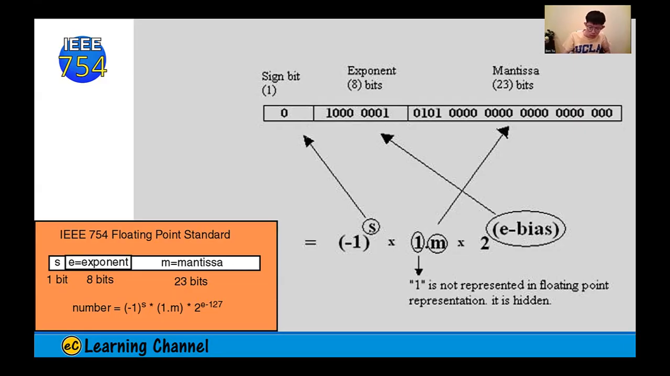Wait, so is the bias different every time or is it always 127? It's always 127. This is how the bias works. This actually is a definition for the floating point number. We call it the IEEE 754 standard.